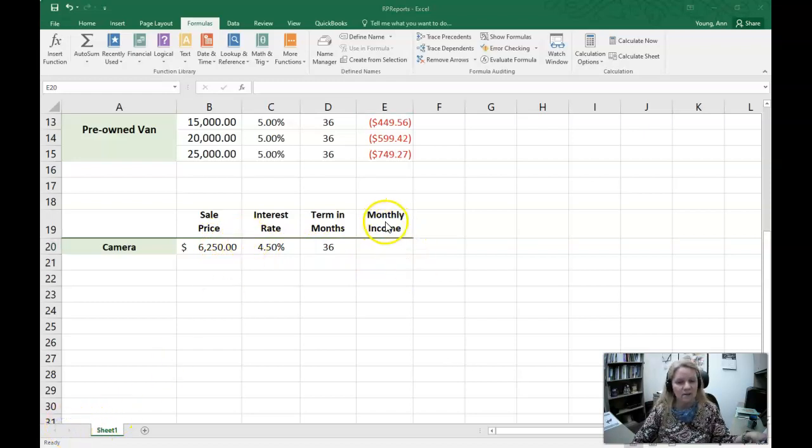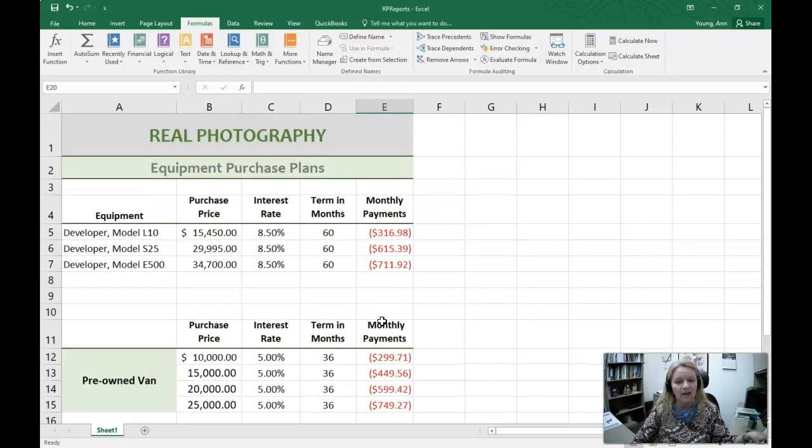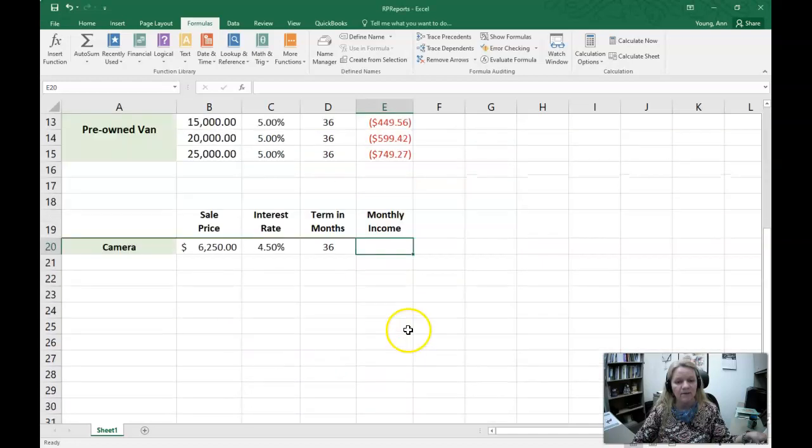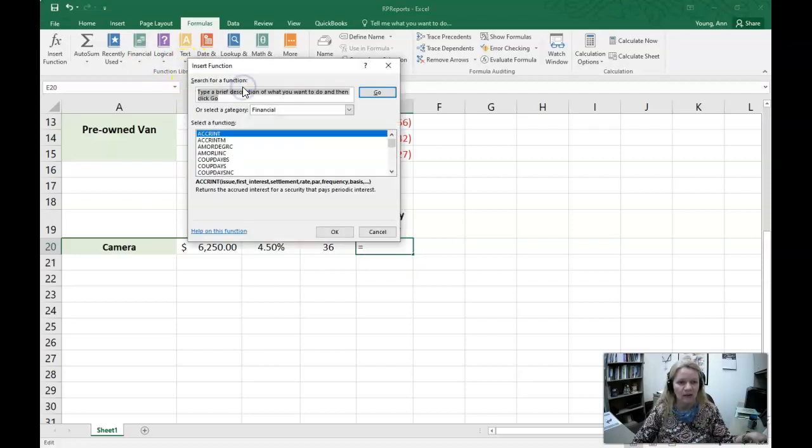I was a little confused because he says monthly income, but it's because he's selling this camera. Instead of making a payment for it, he's selling it. He wants to know how much money he can expect to gain. It's the same formula. So we'll go back to our function library.